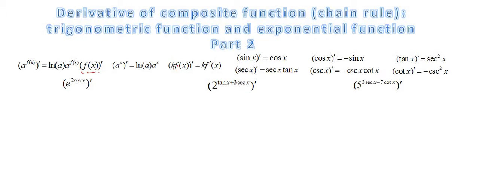Okay, and the third formula is the constant multiple rule. The derivative of k, a constant, times a function f(x) equals k times the derivative of f(x). And here I also list the derivatives for all trig functions. Now let's take a look at the first example.